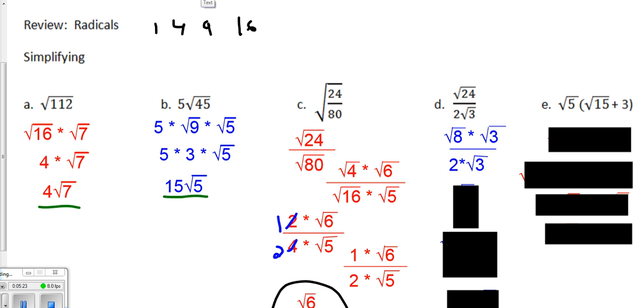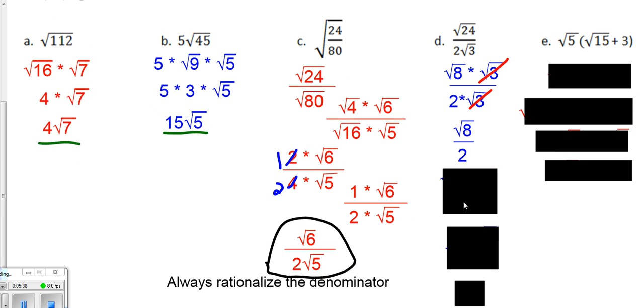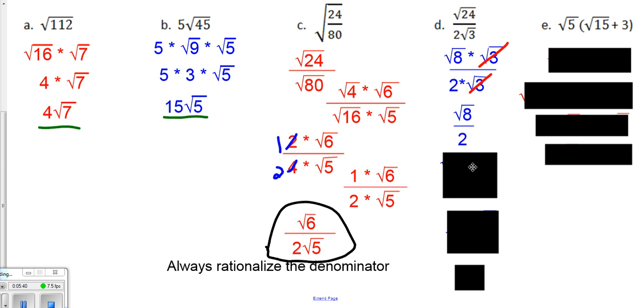Since we have the square root of 3 in both cases, we can essentially just cancel those out. It's like 4 over 4 just means 1 over 1, or anything over itself just cancels out. So we'll get rid of that, and now our fraction looks like this: square root of 8 over 2. So let's simplify that some more. 8 is 4 times 2. So the square root of 8 is the square root of 4 times the square root of 2.